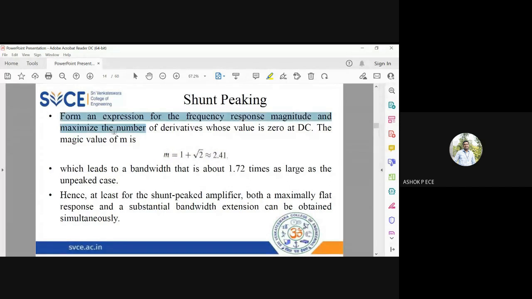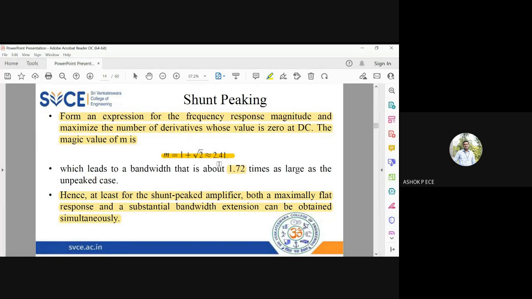So if you apply those constraints, they found the value of M to be 2.41. And for this value of M 2.41, the bandwidth is more by 1.72 times. So at least for a shunt peaked amplifier, both a maximally flat response and substantial bandwidth can be obtained simultaneously. So peaking is also minimal, bandwidth is also maximum. That is what is required, because if you increase the peaking, the current flow is going to be larger and it is going to damage your device.